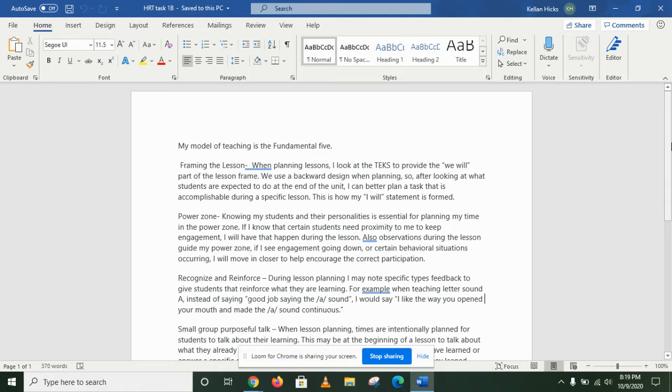The next component is recognize and reinforce. During the lesson planning process, I may note specific types of feedback that I need to give students, just so I can reinforce the behaviors that I want to see them doing. For example, when teaching the sound for letter A, instead of just saying, good job saying the ah sound, I would say, I like the way you opened your mouth and you made the ah sound continuous. That way it's just more specific, and it's also reinforcing those behaviors that I want them to be doing.